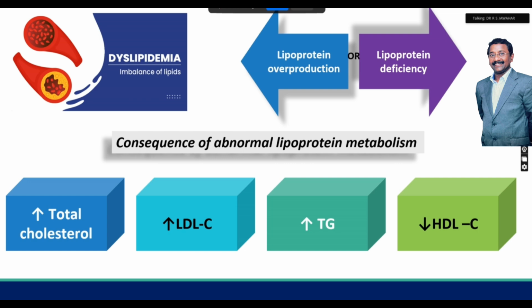You all know that the normal HDL cholesterol in males should be more than 40 and in females more than 50, and triglycerides less than 150 is our goal. LDL cholesterol less than 50 or 75 is our goal, and total cholesterol less than 200 is our goal. But unfortunately, most of our Indians have dyslipidemia.